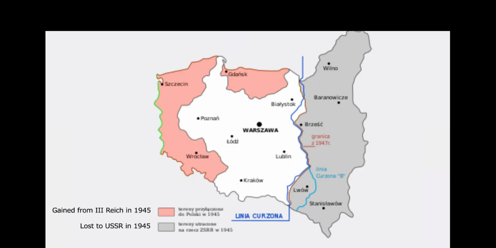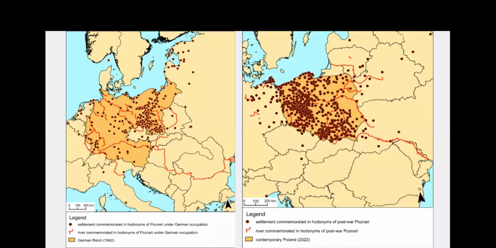And this time, the topohodonyms from Poznan under German occupation will be compared with the contemporary city. Today, there are nearly 650 topohodonyms of interest for us in Poznan, and it's clearly visible that the highest concentration of dots can be found just like in pre-war times within the state borders, only the new state borders this time. However, there are some outliers.